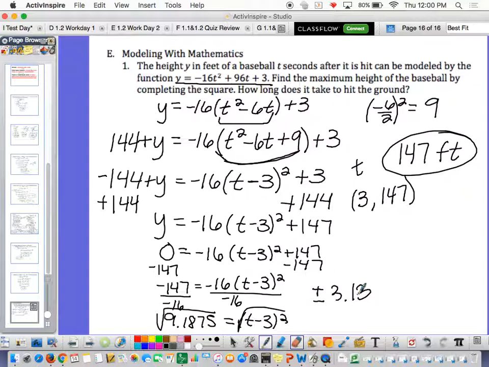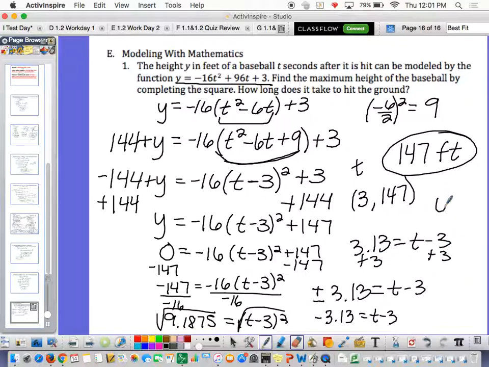So we have 2 options here, okay? Well, and that's still equal to t minus 3. You can either have negative 3.13 equals t minus 3, or you could have positive 3.13 is equal to t minus 3. So when you add 3, okay, this creates 6.13. This creates a negative 0.13, I think, or something like that. Anyway, it's going to be negative, okay?